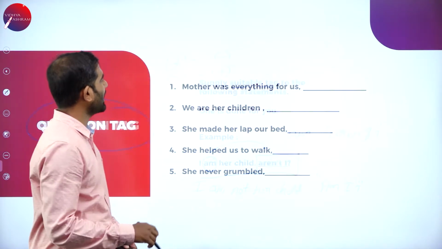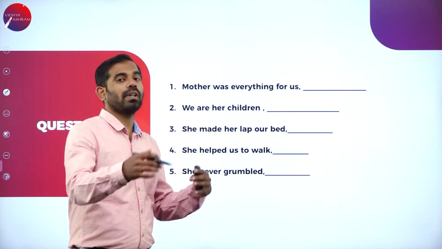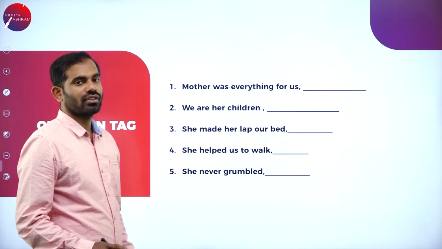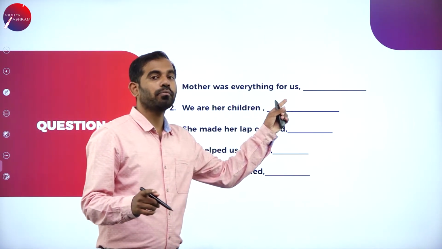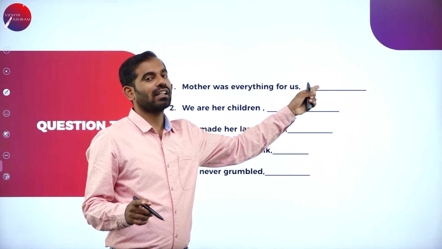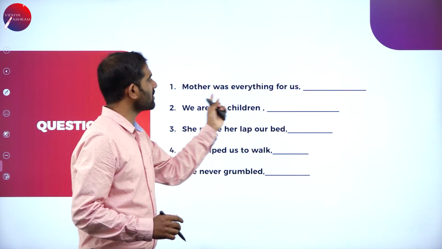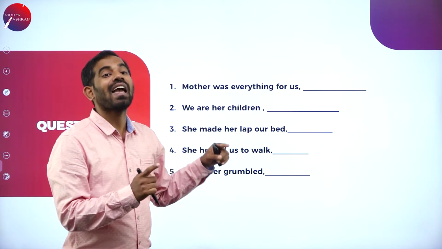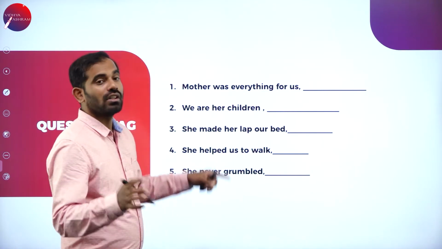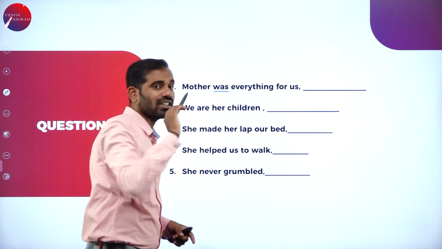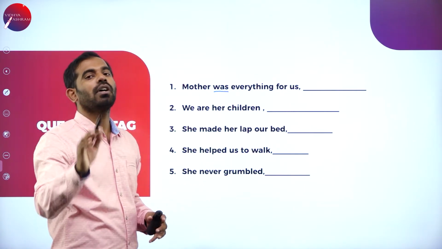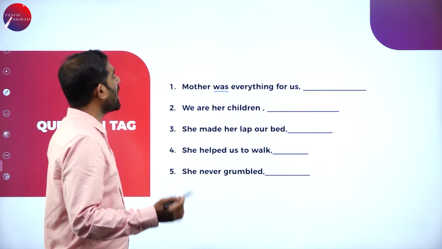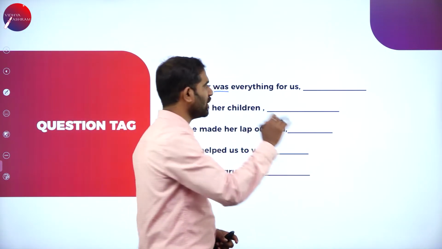So let us start with the exercise. Keeping that in mind, we will go on explaining according to the sentences given here. Mother was everything for us. First rule, if the sentence is positive, then the question tag will be negative. Second rule, if the sentence is negative, then the question tag will be positive. Third rule, am I changes to aren't I. Am I not changes to am I. Now, next rule, we have to identify the auxiliary verb. Based on the auxiliary verb or the helping verb, we will add the question tag here. Mother was everything for us, wasn't she?